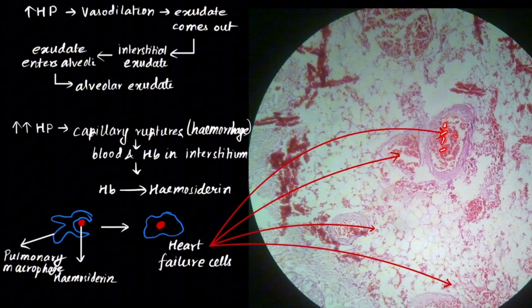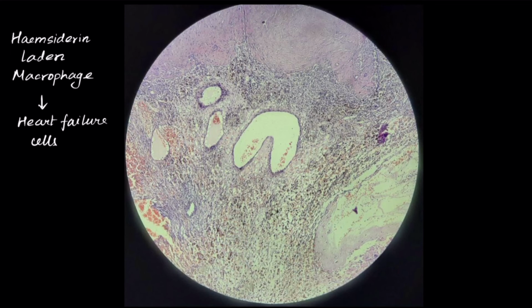You can find a lot of these heart failure cells in chronic venous congestion of the lungs. They are present within the alveoli. You can see lots of hemosiderin-laden macrophages, or heart failure cells, in this microscopy as well. All these macrophages have engulfed hemosiderin, so-called heart failure cells.